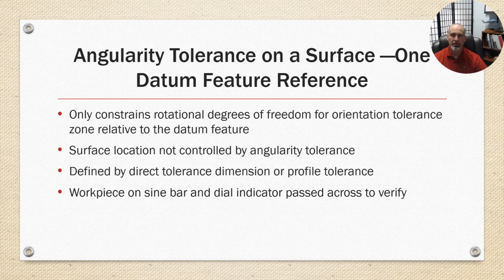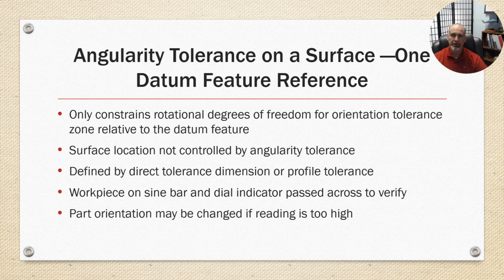The workpiece is placed on a sine bar and a dial indicator is passed across it to verify. Part orientation may be changed if the reading is too high.